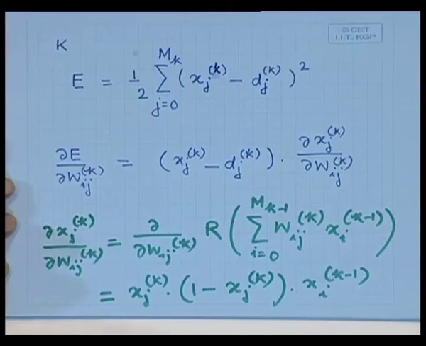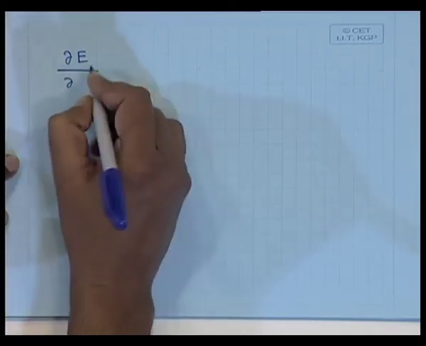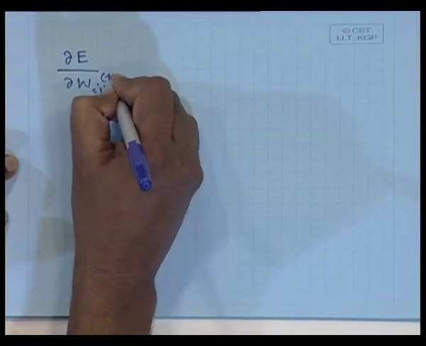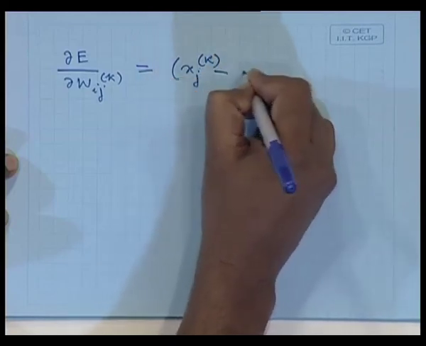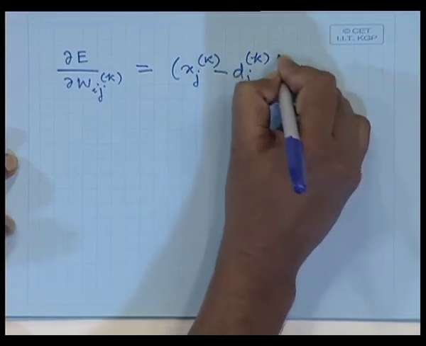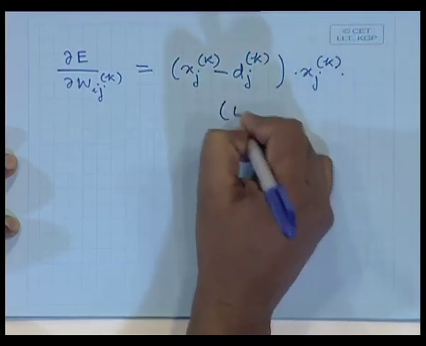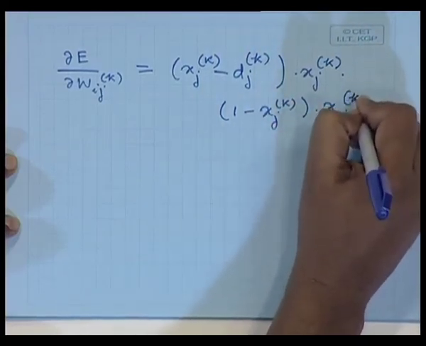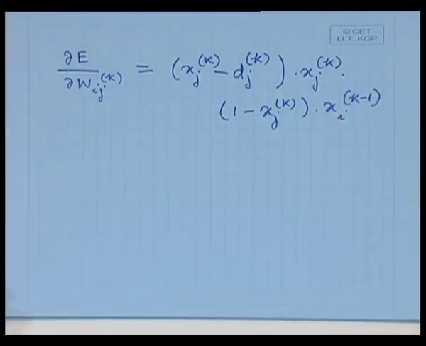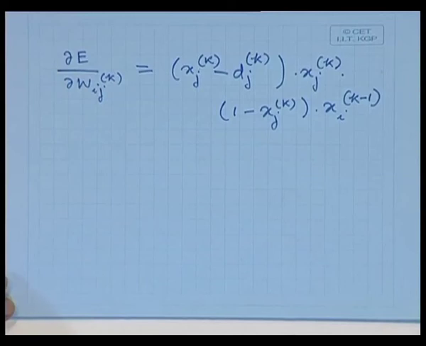Is that okay? So, if I put this in this expression, what I get is del E by del w_ij^k, that will be simply (x_j^k minus d_j^k) into x_j^k into (1 minus x_j^k) into x_i^(k minus 1). So, this will be the derivative of the error with respect to w_ij^k.